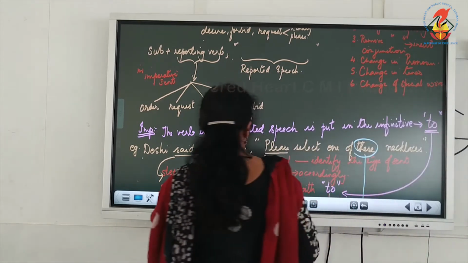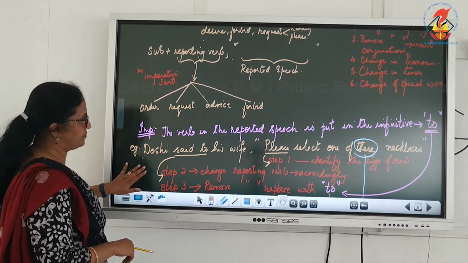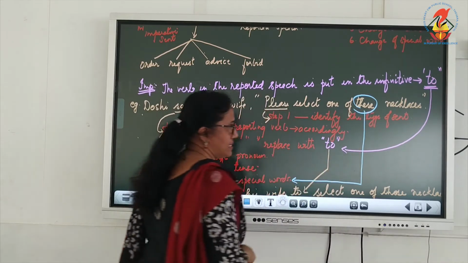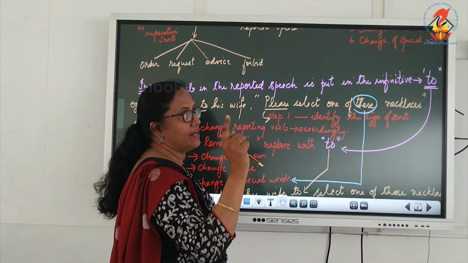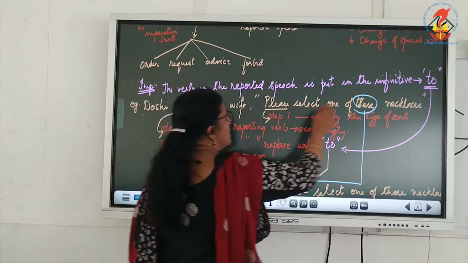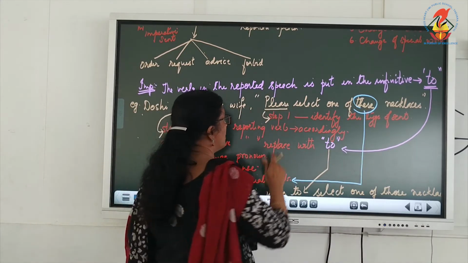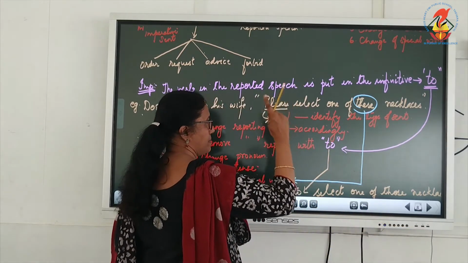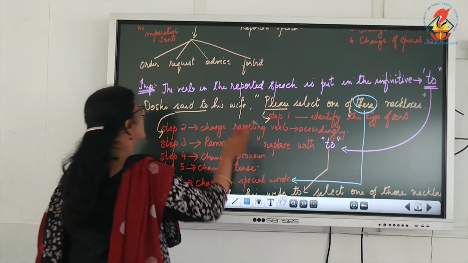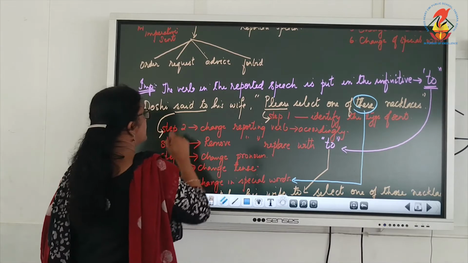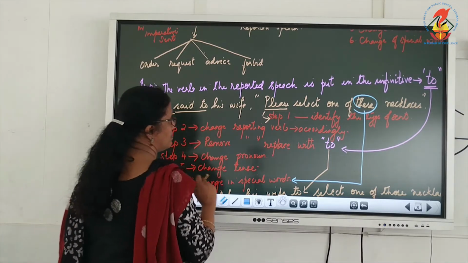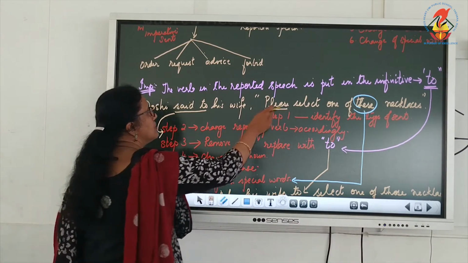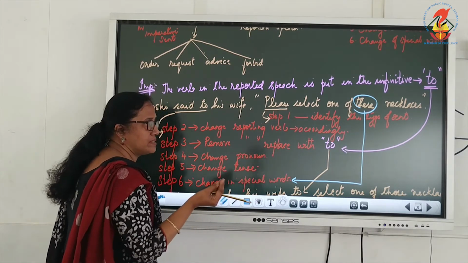For example, Doshi asks his wife, "Please select one of these necklaces." First step: you have to identify the type of sentence within the reported speech. Here, "please" makes it a request, isn't it? So we got our step number 1. Now we have to look at the reporting verb. Reporting verb: said to. We have the subject, Doshi, and the object, wife. Please means you are requesting something.